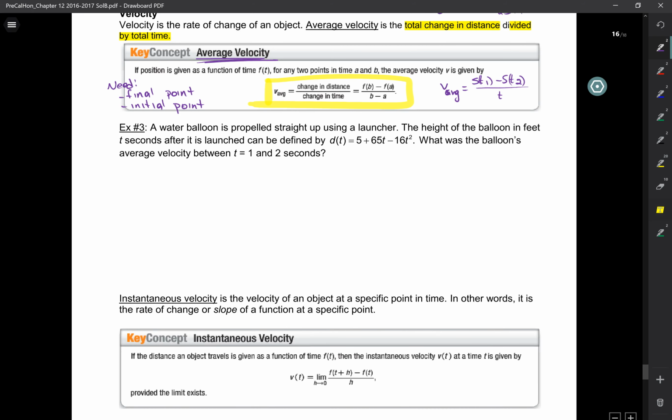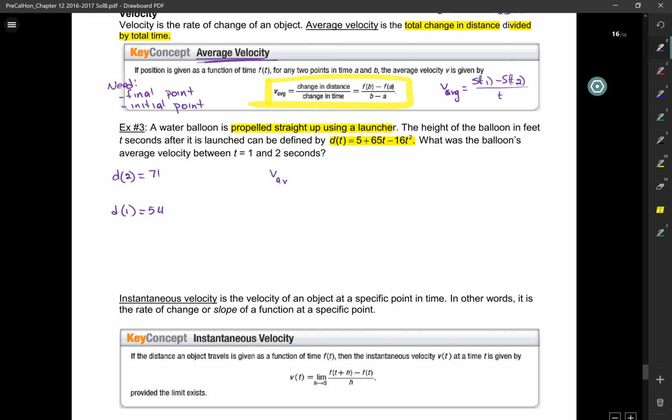All right, so a water balloon is propelled straight up using a launcher. The height of the balloon in feet is given by this, so that's the height of the balloon. What was the balloon's average velocity between t equals 1 and 2 seconds? Okay, awesome. So I need d of 2 and I need d of 1. So d at 2 seconds is how much here? 5 plus 130 minus 16 times 4. So it's how much? So this is 71 and 54.